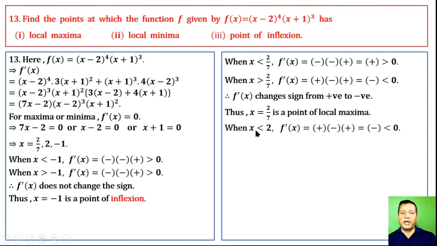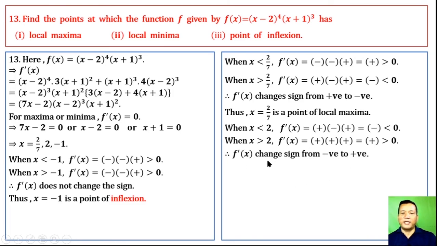Again, when x is less than 2, f dash x its value is minus. When x is greater than 2, f dash x is positive. Therefore, f dash x changes sign from minus to positive. Thus, x equal to 2 is a point of local minima.